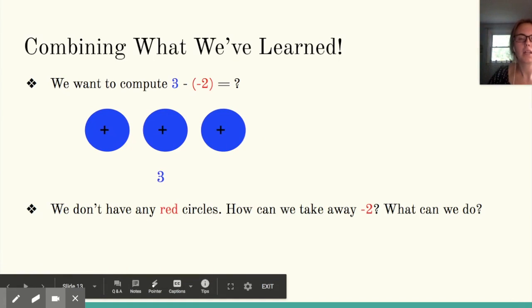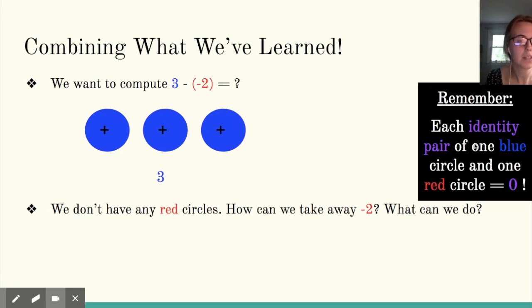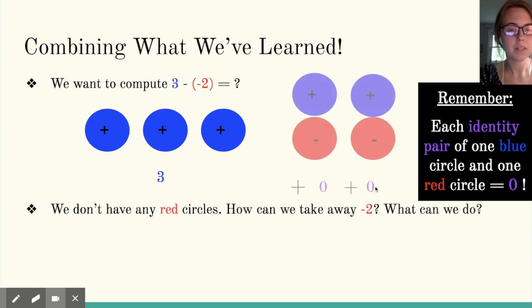All right, now we're going to combine everything that we've learned together. If we have just 3 blue circles, and we want to subtract -2, we don't have any red circles. How are we going to take away the -2? We're going to use our knowledge of identity pairs and know that 1 blue and 1 red equals 0. We can always add 0 to any equation. 3 plus 0 is still 3. But now, if we add 2 pairs, the whole equation still equals 3.